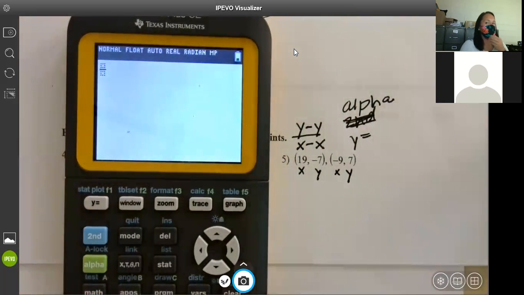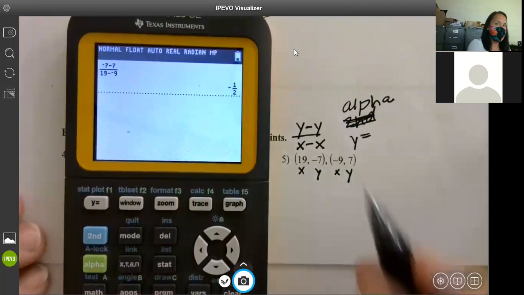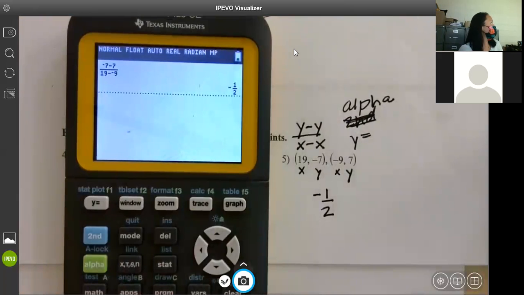Our coordinates are always x, y. What are your 2 y's? -7, 7. So -7 minus 7. What are your 2 x's? 19. And that gives you the fraction? -1/2. That's your slope. Your calculator will do it for you.